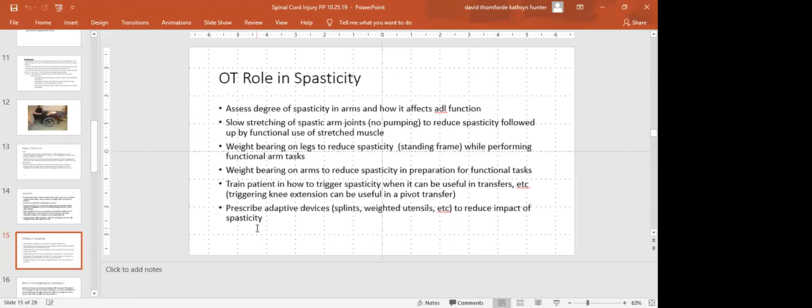Some patients, depending on what their level of injury is, can do weight bearing on their arms. The same way we often have people who've had strokes weight bear on their arms to normalize tone, we do the same thing for a person with a spinal cord injury affecting the arms. We do some weight bearing on the arms, leaning forward on a table, if they can, leaning to the side in their wheelchair with their arms extended.